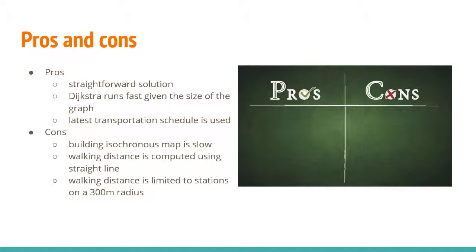However, there are things that could have been improved. First of all, although the route planning itself runs pretty fast, the step of building the isochronous map could have been optimized. Second of all, when computing the walking time, we considered distance to be twice the straight line distance. We chose this approach because we could not use the Google Maps API for free for too many requests of this kind. Finally, to limit the computation, when computing the walking times, we only considered stations in a radius of 300 meters. This was our project.